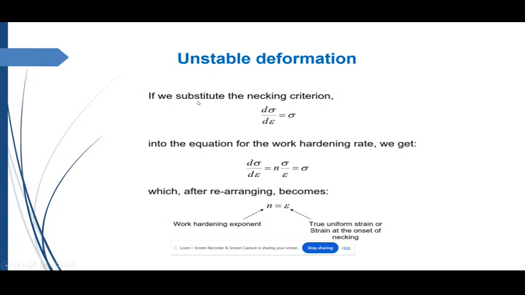Unstable deformation. If we substitute the necking criterion d sigma by d epsilon equal to sigma into the work hardening rate equation, sigma equals K epsilon to the n, we get n into sigma by epsilon equal to sigma at maximum load. So at maximum load, 1 over sigma into d sigma by d epsilon equal to 1, and we get n by epsilon equal to 1. After rearranging this equation, we get n equal to epsilon, where n is the strain hardening exponent and epsilon is the true uniform strain, or strain at the onset of necking.